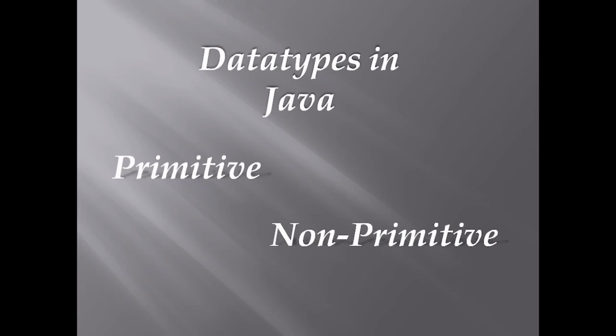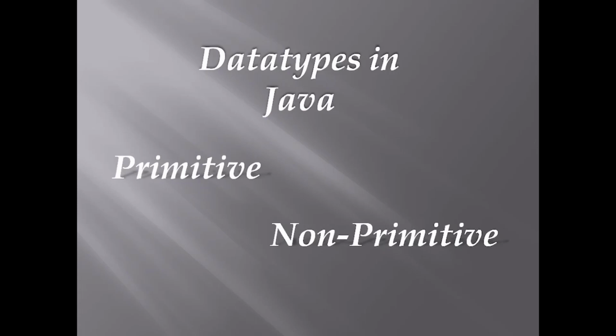We have two categories of data types: the first one is primitive and the second one is non-primitive. Primitive includes the already defined data types like int, float, boolean, short, byte, and double. So let's see these data types one by one with the presentation.